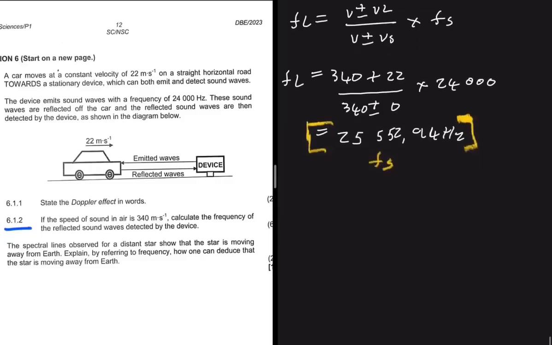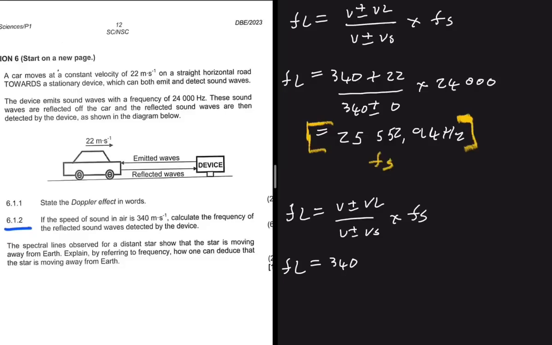We're saying that now we're going to have FL equals (V plus or minus VL) divided by (V plus or minus VS), multiplied by the frequency emitted by the source. So what is FL? FL is what we're looking for, the frequency that is detected by the device after it has been reflected. That will be equal to 340, and then now our listener is the device.